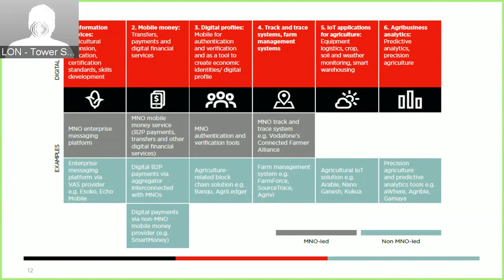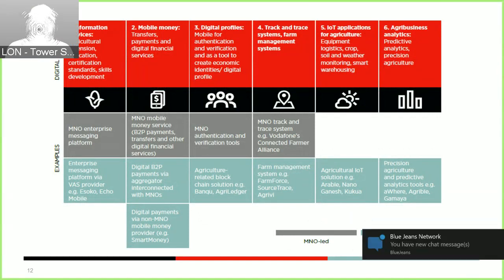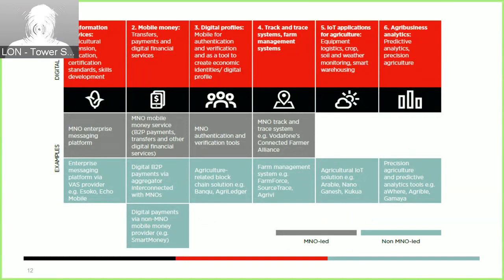These are systems that allow agribusinesses to meet certification and traceability compliance. MNO-led type of solutions in this space have emerged, and again, there is the example that we mentioned before of Vodafone's Connected Farmer. There are also a range of third-party providers who offer this type of track and trace software. It's software that includes digital receipting, communication models, and in some cases, these kind of solutions are integrated already with mobile money, so as to enable payments. An example that we're quite familiar with is a company called SourceTrace.